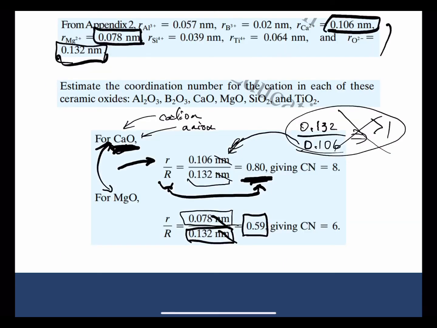Okay, and so that's how we use this information to help predict structure. We'll end the video there, and we'll cover other bonding in the last and final video of this chapter.